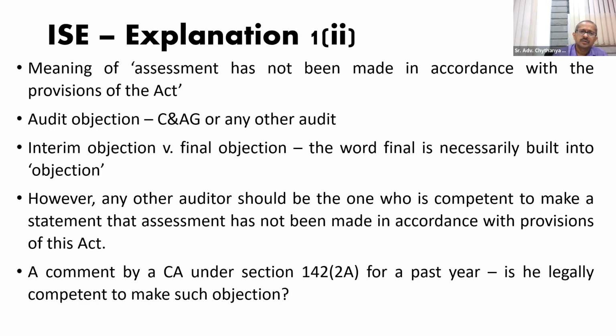Any audit means what? It can't be somebody who is not competent to comment as to whether the assessment has been made in accordance with the provisions of this Act. Who is competent? C&AG may be competent. Your own income tax department's internal audit, that person may be competent. All other cases, they are not competent to make such comments. For example, you go for 142(2A) and appoint a CA for a special audit. He would comment that for some other year it is not properly made. He may go out of his brief and mention that for an earlier year also it should have been the same. But he is not competent to make any such observation. He has no authority vested in him to do that, and therefore his comment, his objection cannot be taken into consideration.